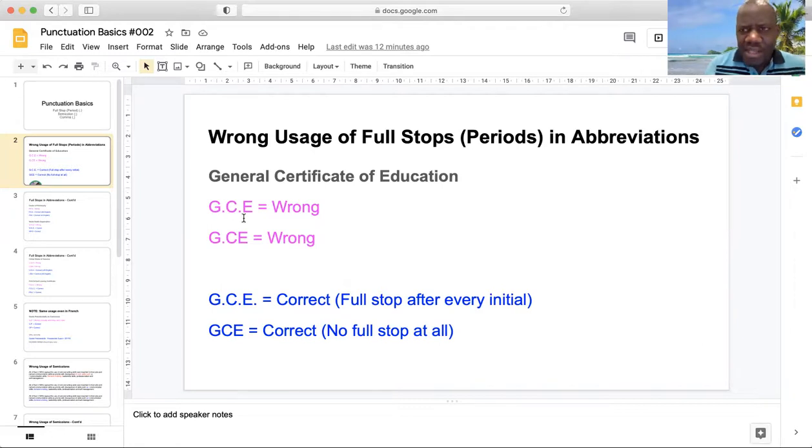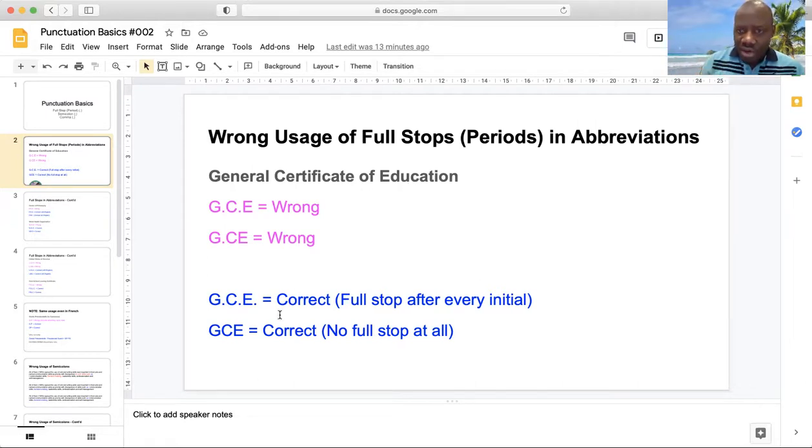So take, for example, I see a lot of people write GCE with G dot, C dot, and E, then no dot. Or some will write G dot and then C and E, no dot at all. All of these usages are wrong if what they are writing here actually means General Certificate of Education, as it is used in Cameroon. We have in the Anglophone subsystem of education the General Certificate of Education, ordinary level, also called O levels, and advanced level, also called A levels for high school.